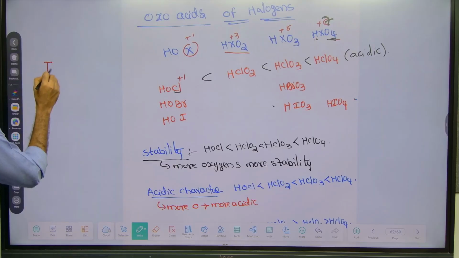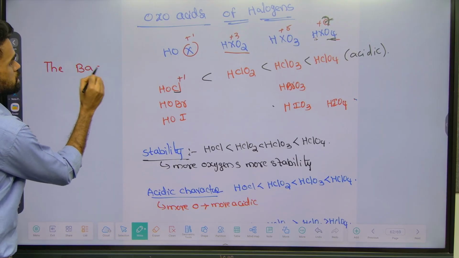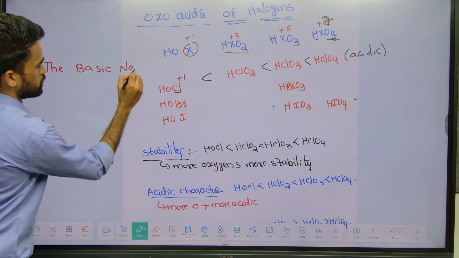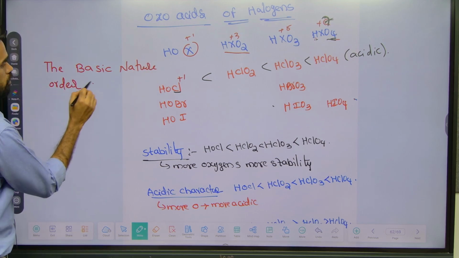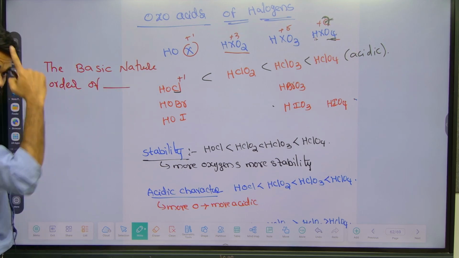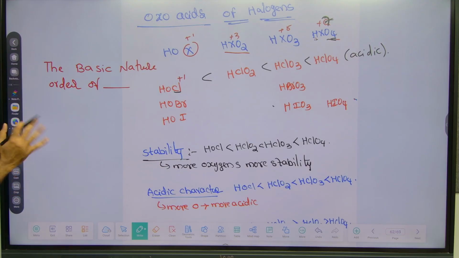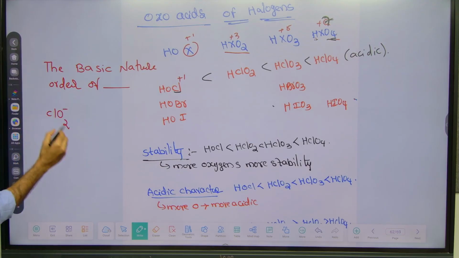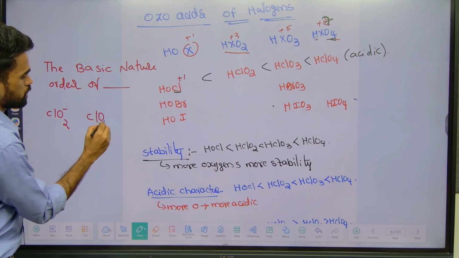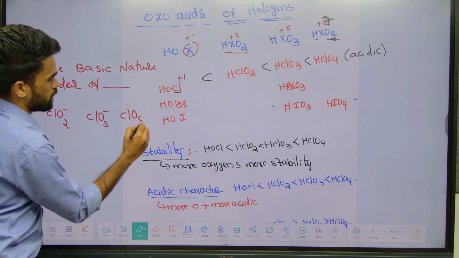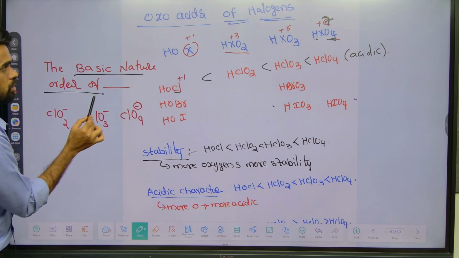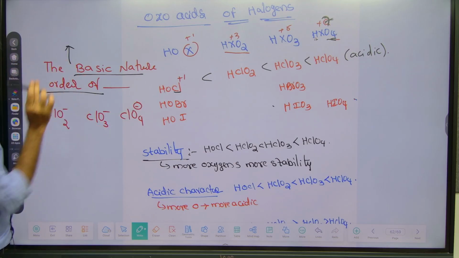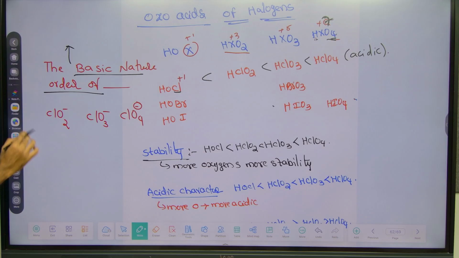The basic nature order of, even if we have solved this question in equilibrium chapter, if you remember. Anyways, I am going to create here. Just see, ClO2 minus, ClO3 minus, ClO4 minus. What I am asking? Basic nature order or increasing order of basic nature. Tell me. For these ions.